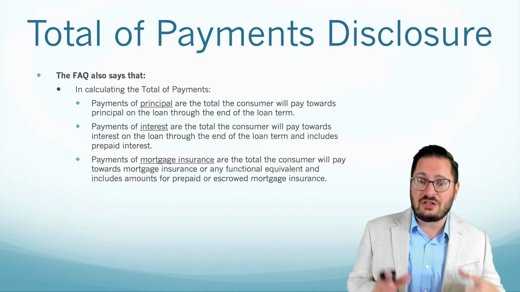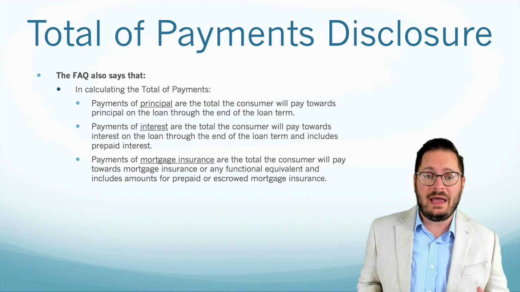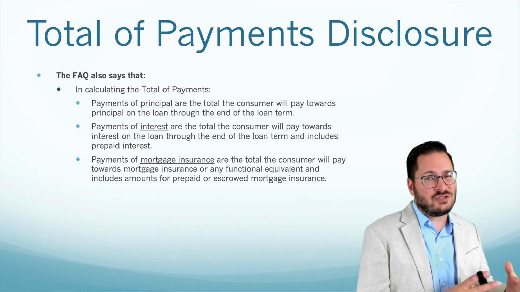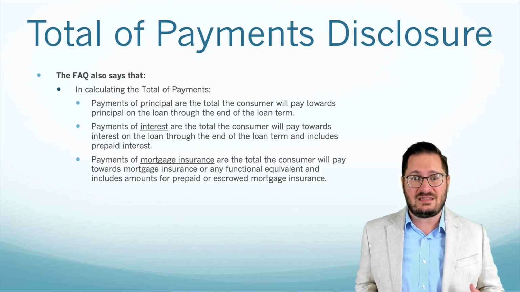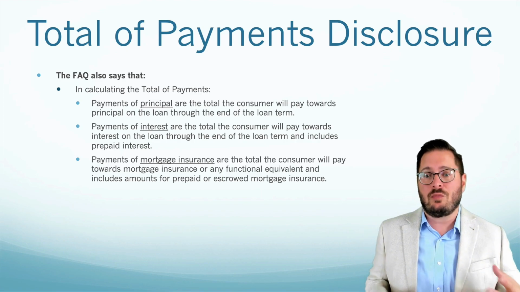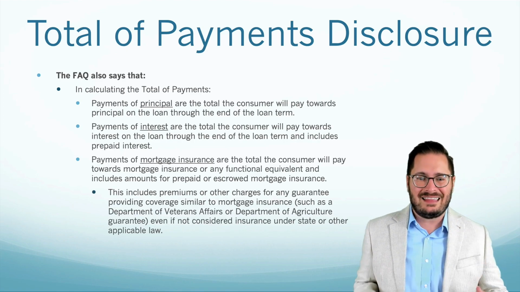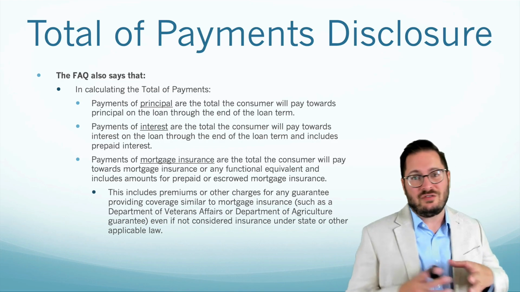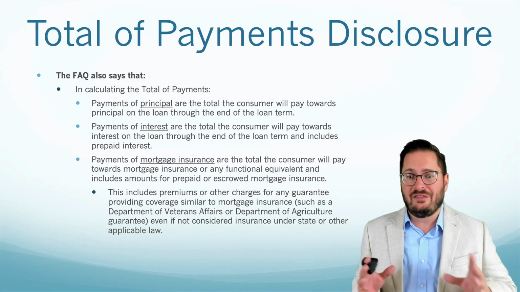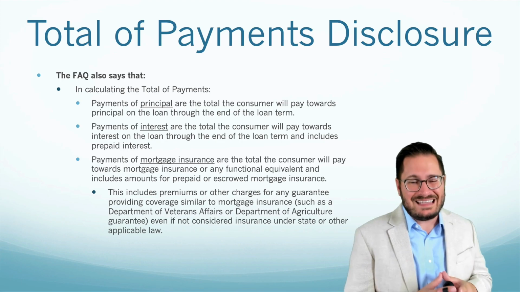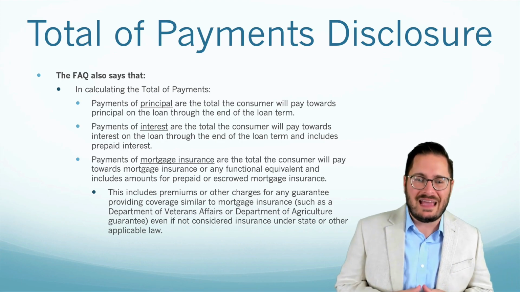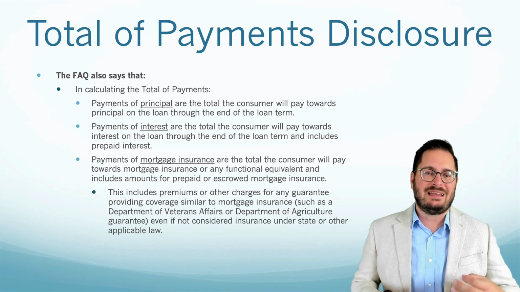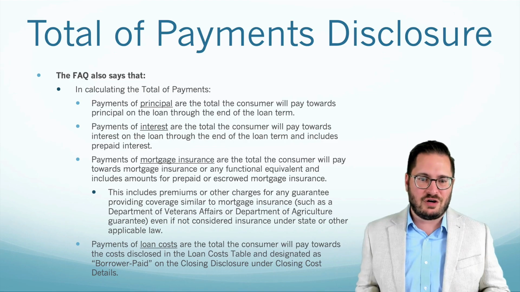Also, payments of mortgage insurance are the total the consumer will pay towards mortgage insurance or any functional equivalent. So not just mortgage insurance, but functional equivalents, and includes amounts for prepaid or escrowed mortgage insurance. And this would be things like similar coverage for mortgage insurance from the Department of Veterans Affairs. So the VA has their own fee, or the Department of Agriculture, those guarantees under USDA loans. So there's a number of different things that are an equivalent to mortgage insurance, and those are included in this calculation for mortgage insurance.